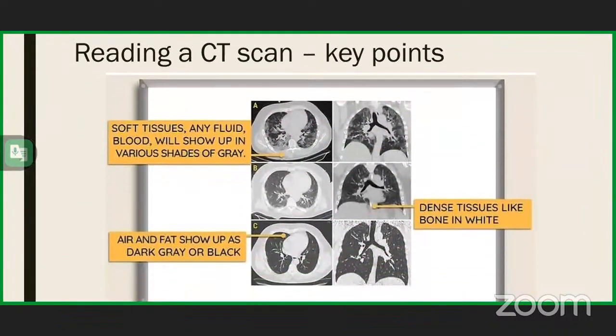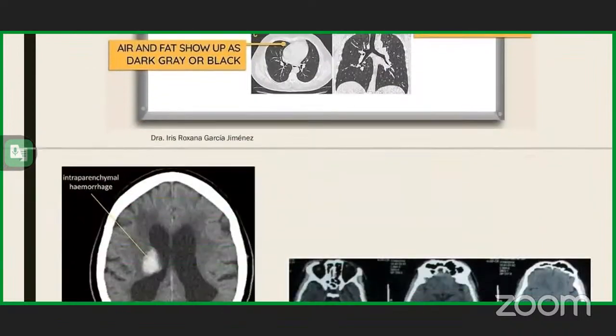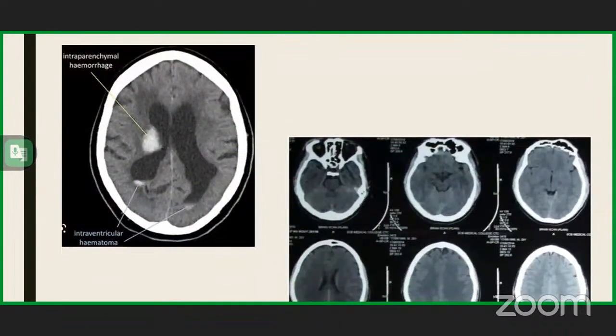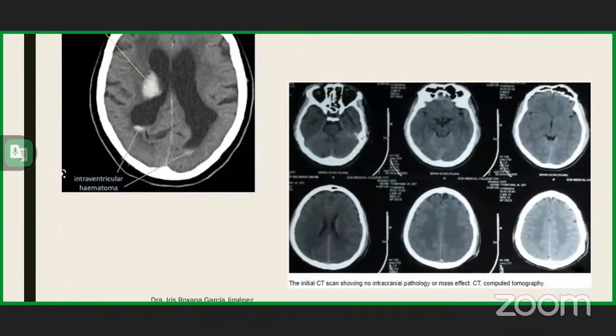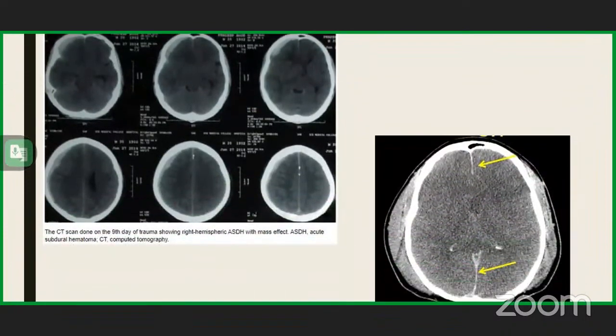For reading a CT scan, we have, of course, some key points, the most important. Soft tissues, any fluid, and blood will show up in various shades of gray, just the general information. Dense tissues like bone appear in white, we all know about it because of the X-rays. Air and fat show up as dark gray or black. I have some examples to practice, to read at home, following the key points. So practice on them, very common ones.